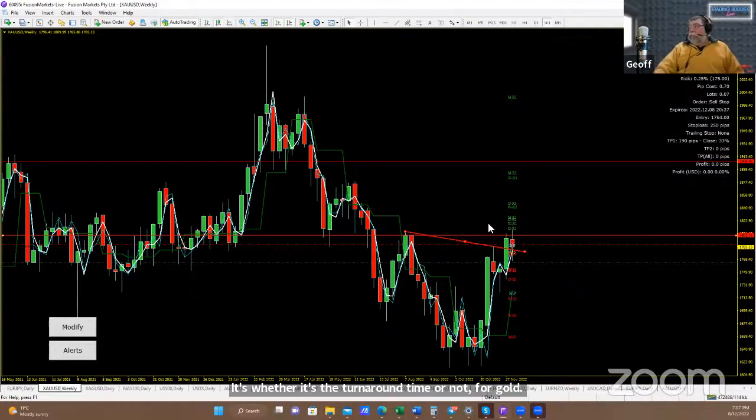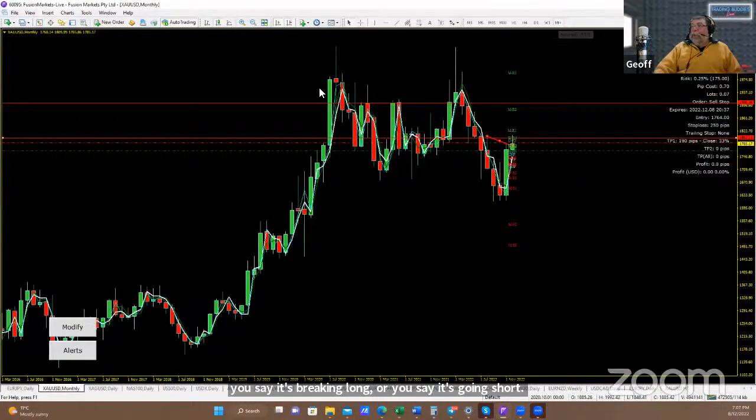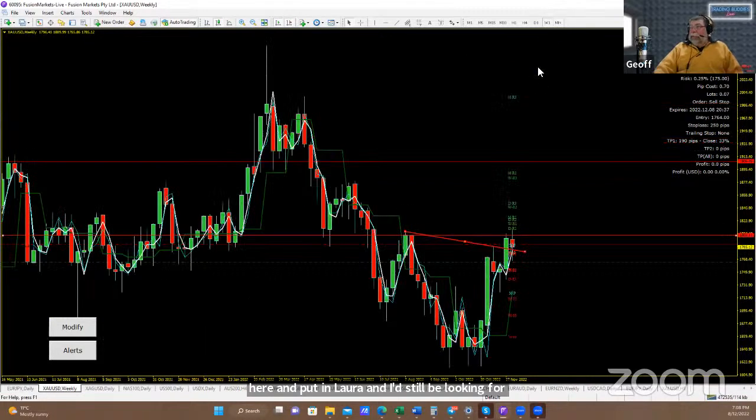And we're at a crucial level. It's the 1800 level, right? So it's a round number. The prediction is wild. If you say it's breaking long or you say it's going short, I think it's a toss of the coin at the moment. But I'm still of the opinion that this double top sitting here on the monthly chart is ruling. And for that reason, I'm favouring shorts until that is no longer the case. So this could go way up to here and put in a lower high, and I'd still be looking for sells. So until those highs are taken out, or that double top's taken out, I'm still looking to sell gold.